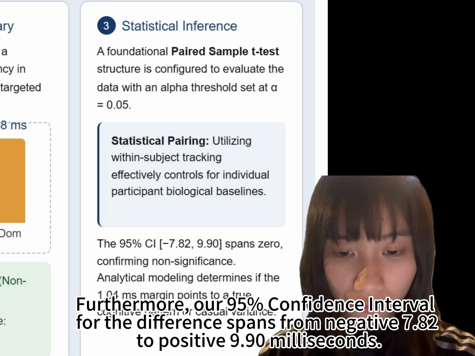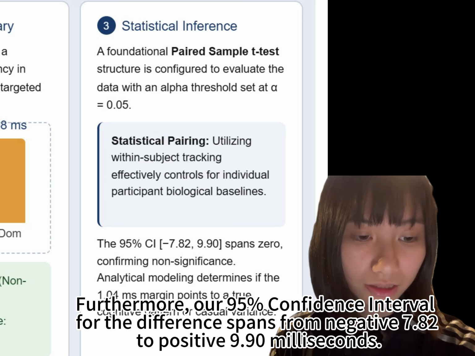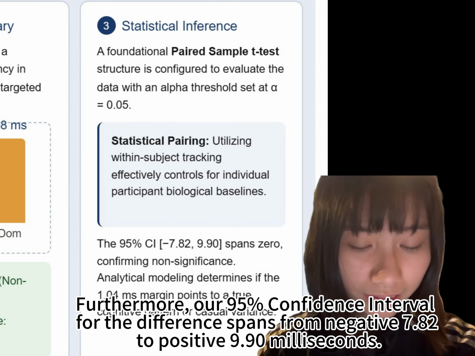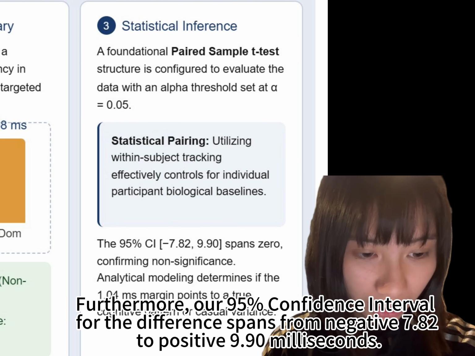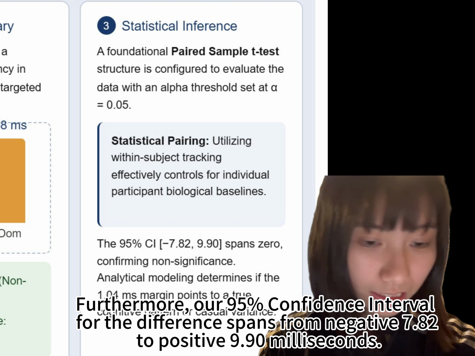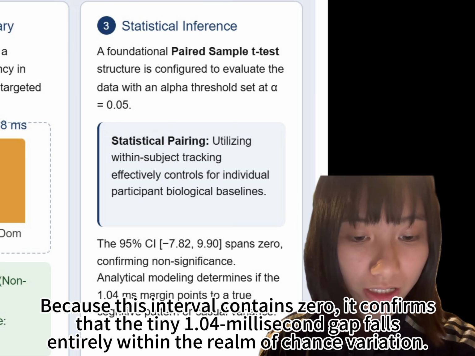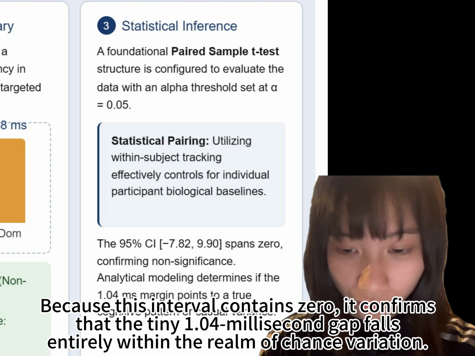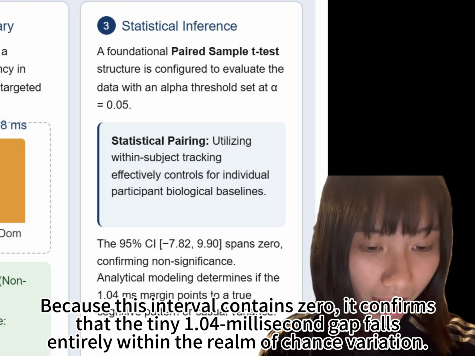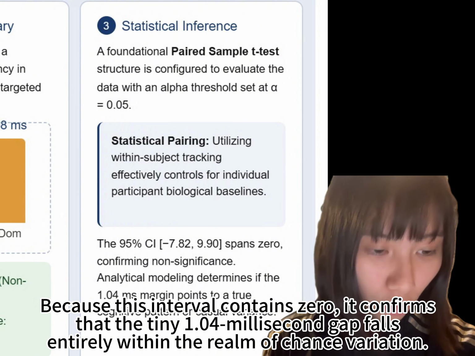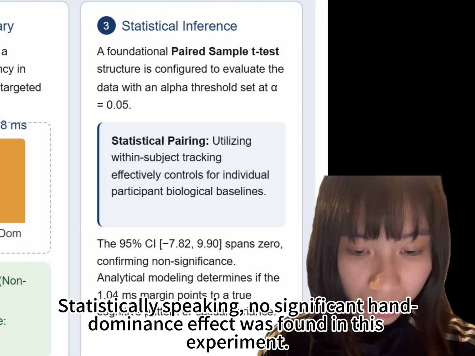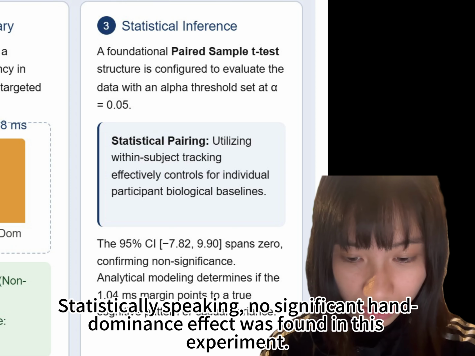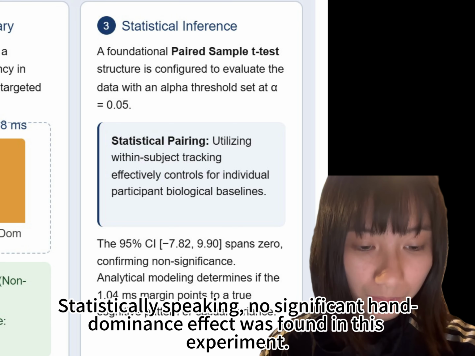null hypothesis. Furthermore, our 95% confidence interval for the difference spans from negative 7.82 to positive 9.90 milliseconds. Because this interval contains zero, it confirms the rather tiny 1.04 millisecond gap is entirely within the realm of chance variation. Statistically speaking, no significant hand dominance effect was found in this experiment.